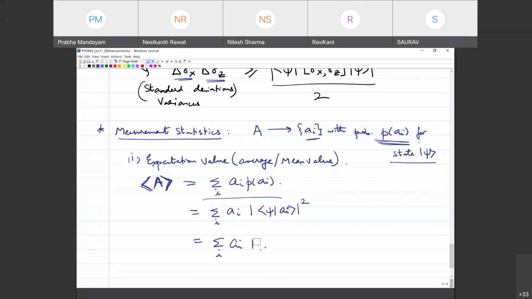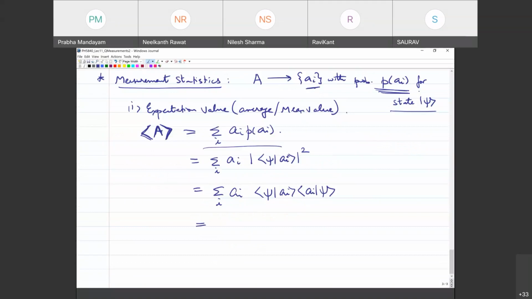I can expand this out as the inner product of psi and a_i, and then the complex conjugate, which is nothing but the inner product of a_i and psi. Now I'm going to do a bit of bracket jugglery. I'm going to take this number a_i and associate it with this projector. What is sitting in the middle here is actually a projector, ket a_i bra a_i. So I'm going to rewrite this as bra psi, sum over i of a_i ket a_i bra a_i, ket psi. So what is this quantity that's sitting in the middle here?